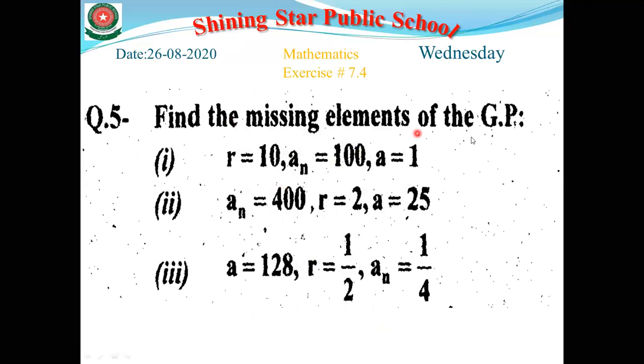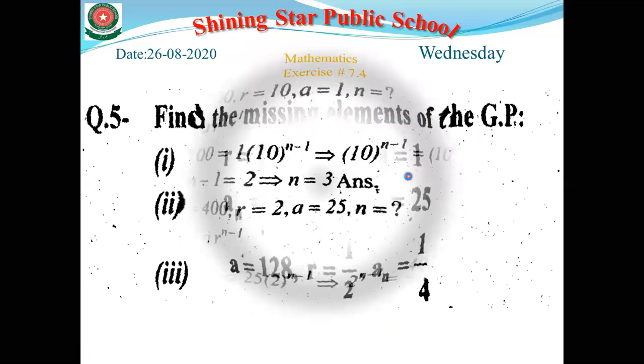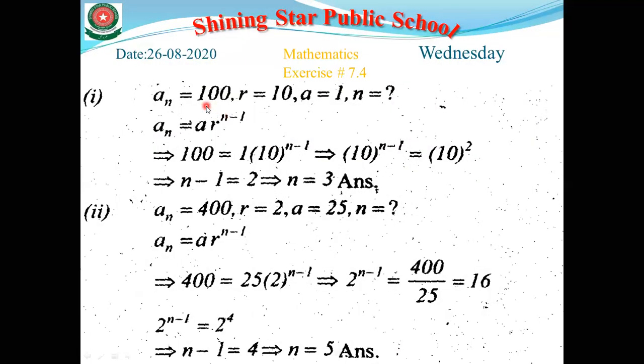Find the missing elements of the GP. If R is 10, An is 100, A is 1. Okay. Now, An is 100, R is 10, A is 1. So, it's simple, N is missing. Because according to the formula, we have An, we also have A, we also have R, but we don't have N. So, we have to find N. Now put the values of An 100, value of A 1, value of R is 10, and power n minus 1.